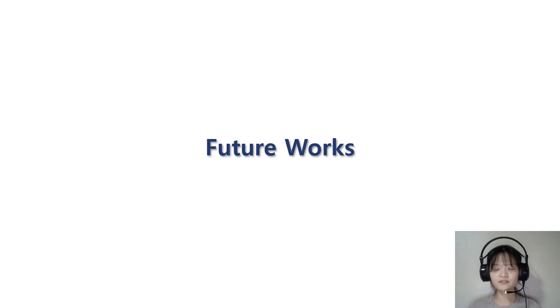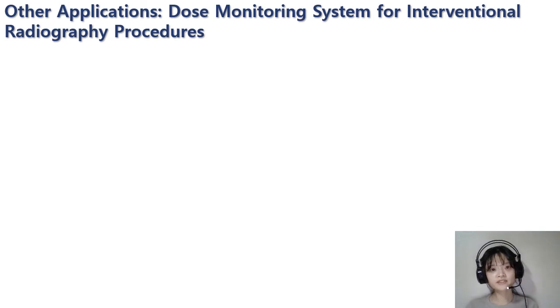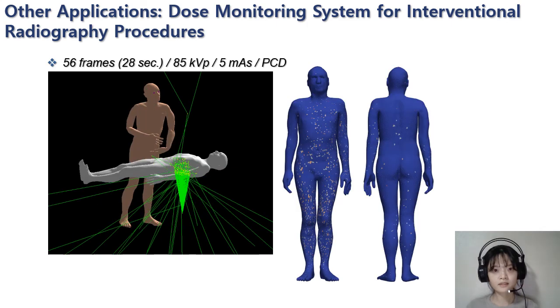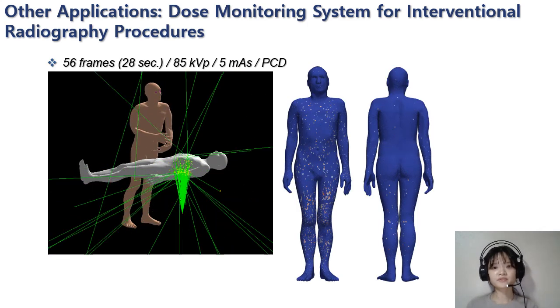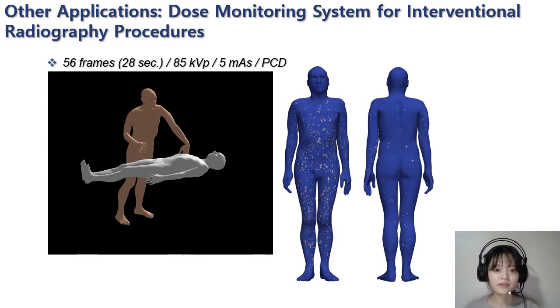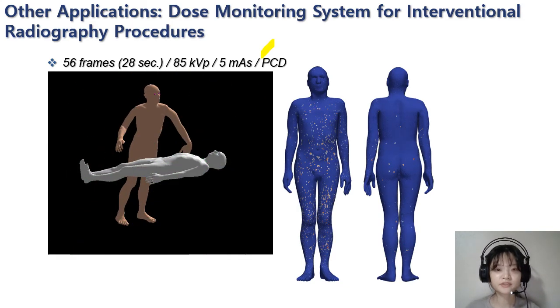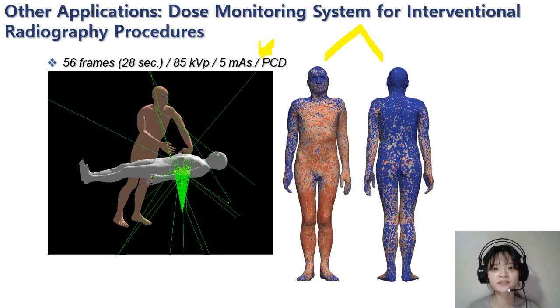Now I'll move on to the future works part, which is the plans to further develop this topic. Firstly, we will work on other applications. The application we are currently focusing on is dose monitoring system for interventional radiographic procedures. This shows the dose calculation for treatment called PCD. This one here shows the particle transport in Gen 4, and this shows the skin dose distributions. Red shows the high dose, and blue shows no dose at all. From this demo program, we could see the feasibility of dose monitoring system.